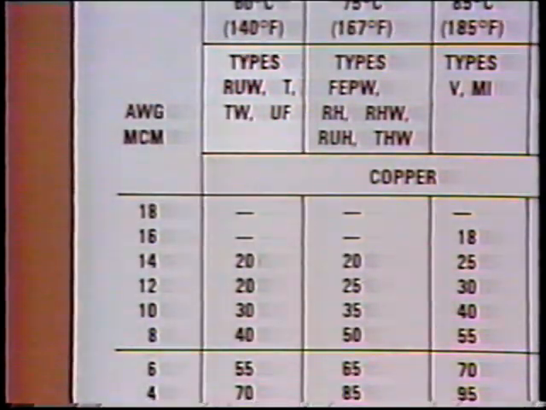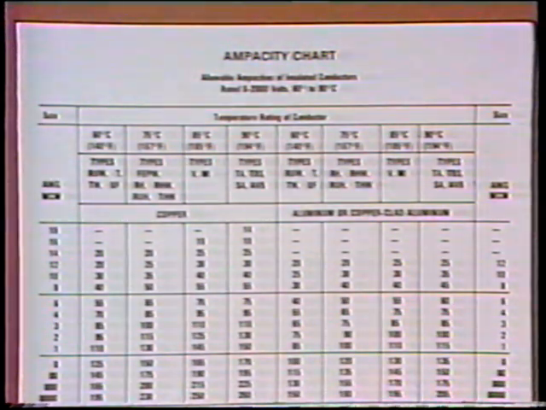Our next consideration is maximum operating temperature. But since the actual ambient at the work site is 85 degrees Fahrenheit, and we're not exceeding the conductor's allowable ampacity, we know we won't exceed the maximum operating temperature for this conductor.